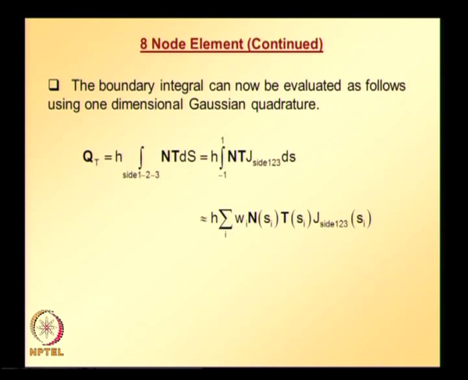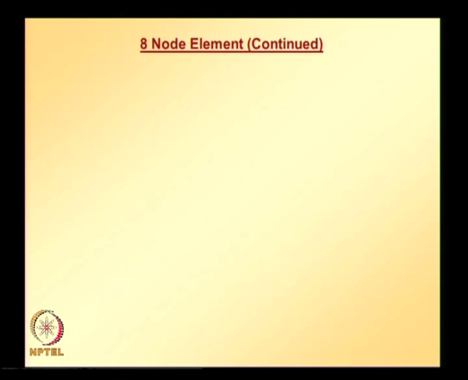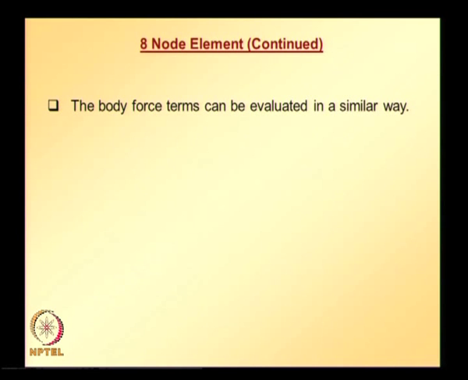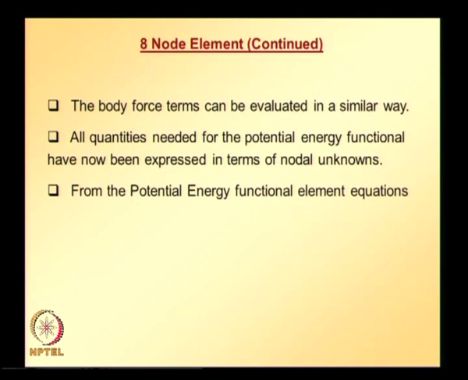Once we have that relation, we can change the limits of integration and evaluate the integral using numerical integration, one dimensional numerical integration. Two-point integration is usually considered adequate for evaluating Qt. Body force terms can be evaluated in a similar way. All quantities needed for the potential energy functional have now been expressed in terms of nodal unknowns. So finally we get Kd equal to Qt.